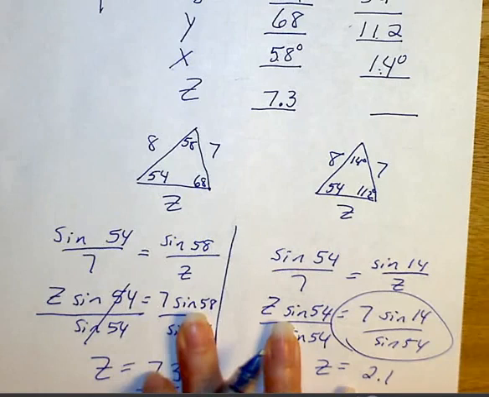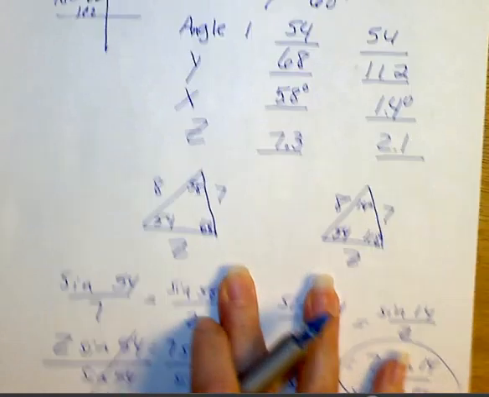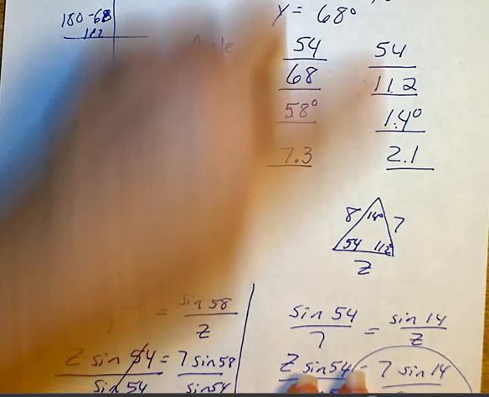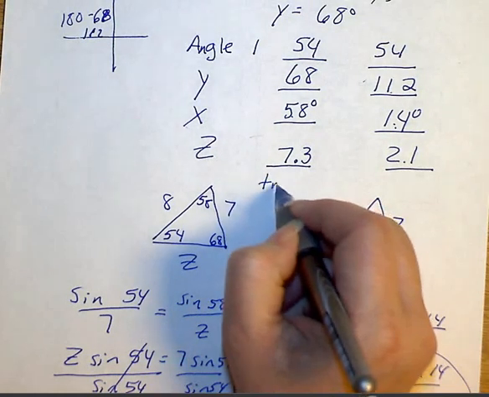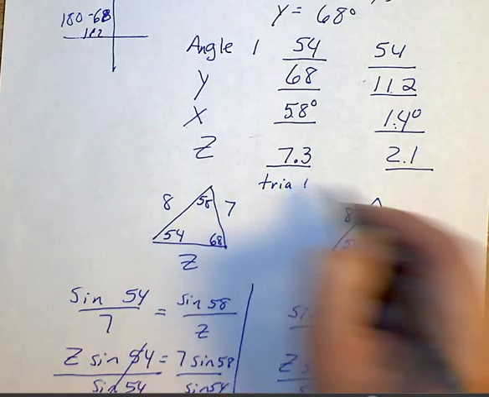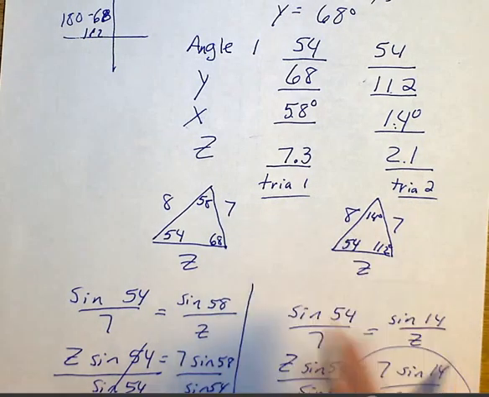So again, 2.1. So you should have these 2 triangles. That means that you have triangle 1 and triangle 2. So there are 2 separate triangles.